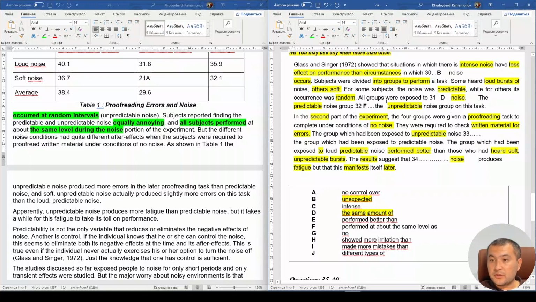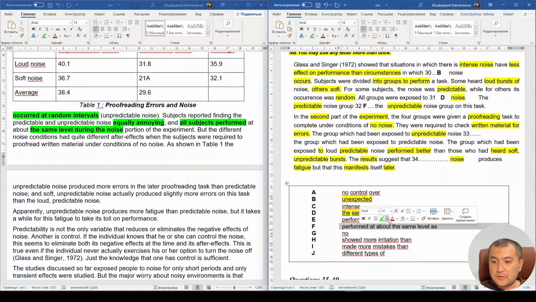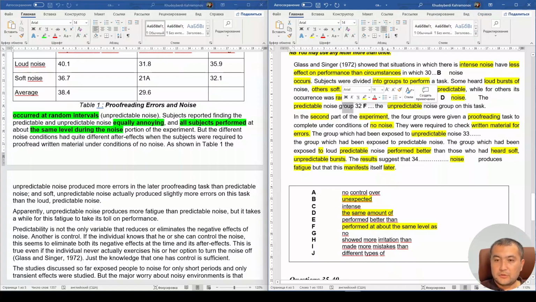Let's pay attention one more time. All groups were exposed to the same amount of noise. Here, same amount of noise is becoming a noun combination, like some sort of amount of noise. The predictable noise group performed, right? Performed at about the same level. If you see, predictable noise group. Predictable noise can be an adjective, group can be a noun, like somehow a subject, and predictable noise can be an attribute here, a determiner, right?